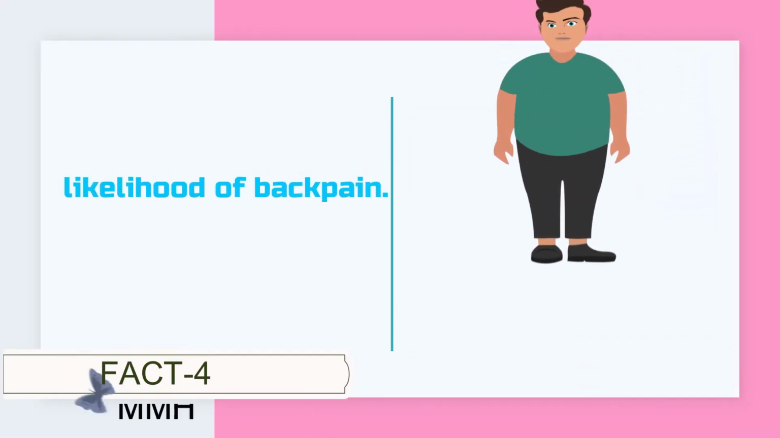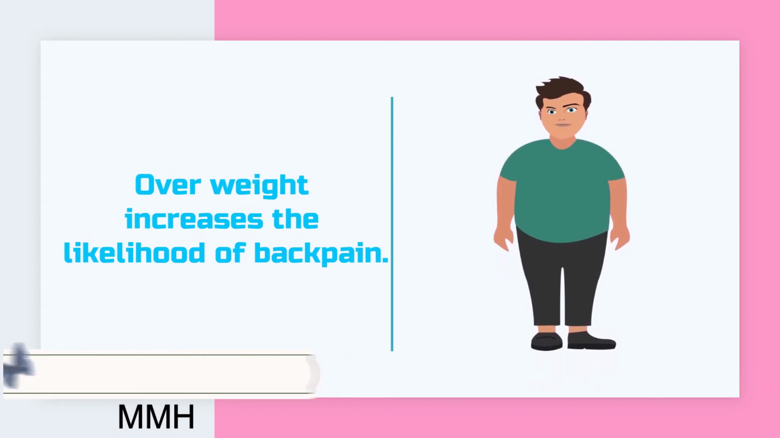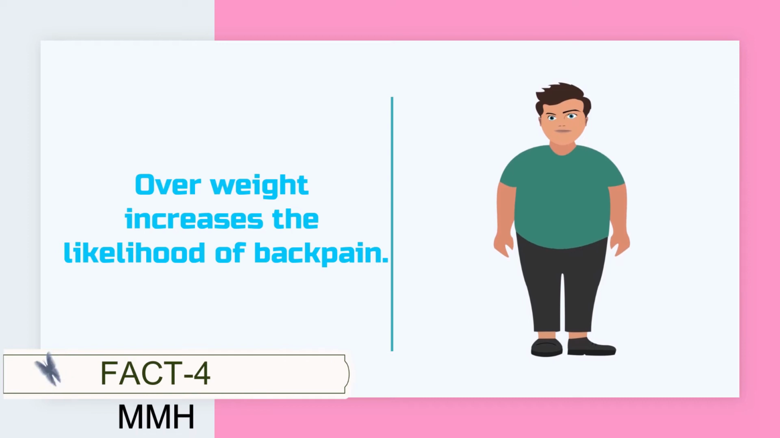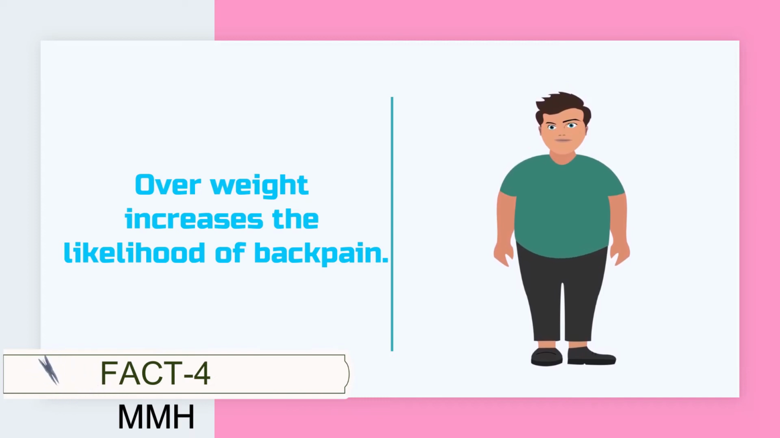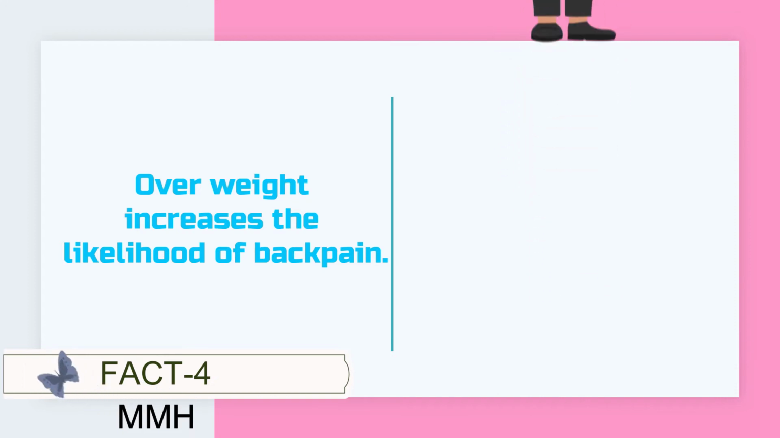Then the fourth fact is that being overweight increases the likelihood of back pain. This occurs in people with extra weight in their stomachs, because the excess weight pulls the pelvis forward and strains the lower back, so the lower back gets affected and creates back pain. So the chances of getting injured while manual material handling increase.